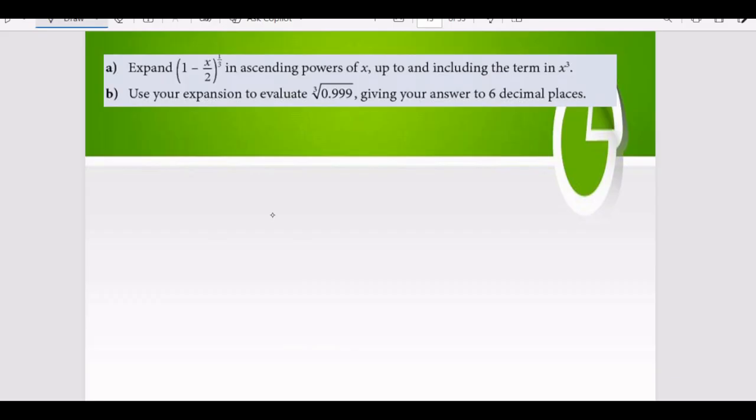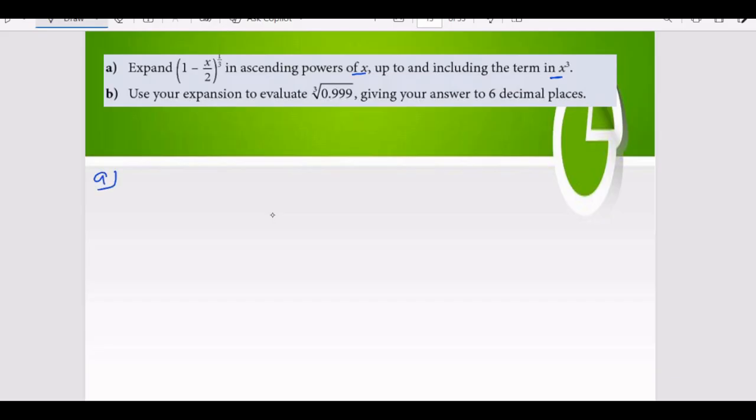Okay, so let's take another example. We have expand 1 minus x over 2 power 1 over 3 in ascending powers of x up to and including the term till x cubed. Again we are writing in ascending power and including x cubed, so we need to stop when we get x cubed. Then there is a second part, we will do that later.